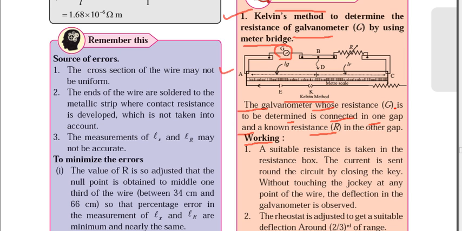So the galvanometer whose resistance G is determined is connected in one gap and unknown resistance R is connected in another gap. ठीक है, तो जैसे हमने मीटर गेज में देखा कि वहाँ पे मीटर ब्रिज में दो रेजिस्टेंस कनेक्ट होते हैं। ठीक है, लेफ्ट गैप एंड राइट गैप में। ठीक है, तो यहाँ पे लेफ्ट गैप में गैल्वेनोमीटर को कनेक्ट किया गया है। ठीक है, एंड राइट गैप में नोन रेजिस्टेंस दैट इज़ वेरिएबल रेजिस्टेंस R इज कनेक्टेड। ठीक है, then we start with the working.